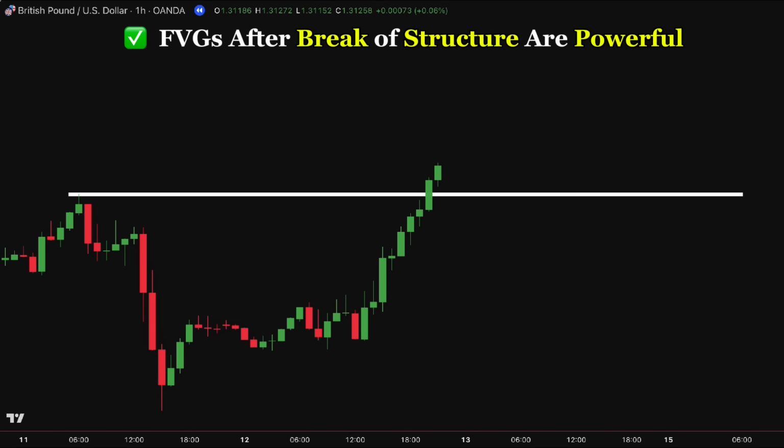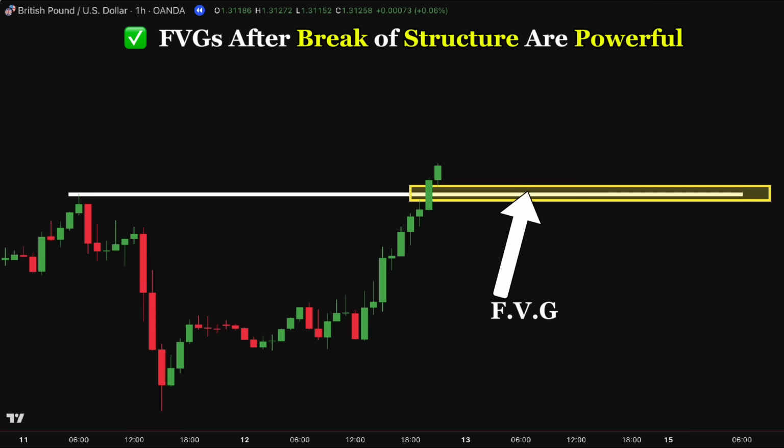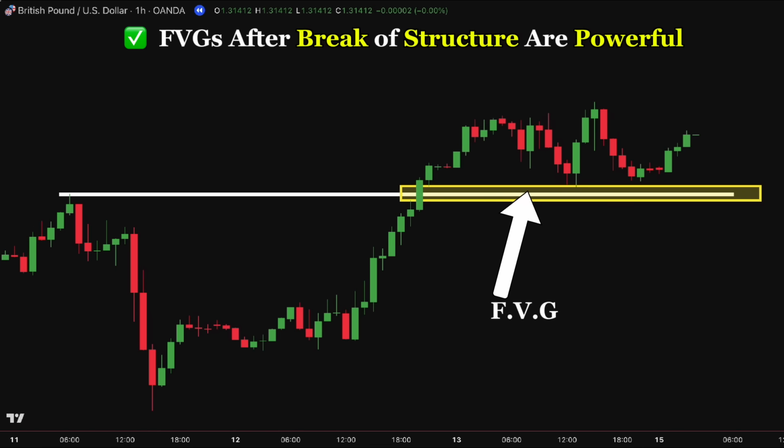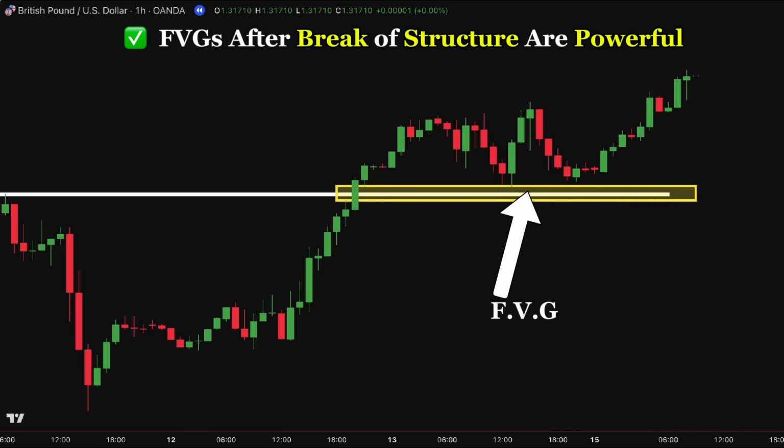Fair value gaps after break of structure are powerful. When price breaks a key level and immediately forms a fair value gap, that zone often marks where smart money re-enters. These gaps are filled with unexecuted orders left behind by the aggressive move. The first retest of this type of fair value gap often leads to a strong reversal or continuation. It's one of the most reliable liquidity-based setups.